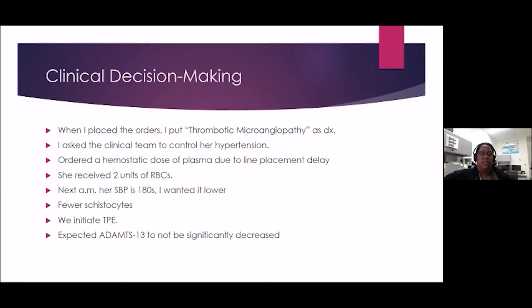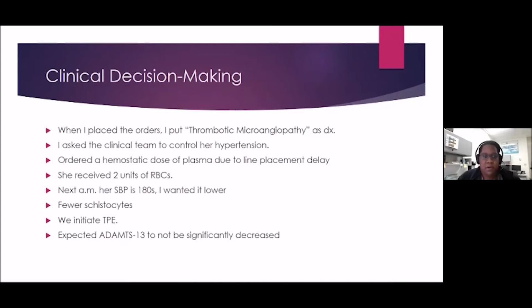And it seemed like she was stuck in the ED. There were no patient beds available. And so I ordered a hemostatic dose of plasma due to the delay in placing the line, just to tide her over until we could get the procedure started. In addition, she received 2 units of RBCs because she's very anemic, but she's also 16 weeks pregnant and there needs to be adequate oxygen delivered to the fetus.